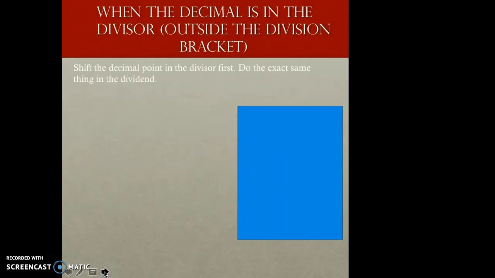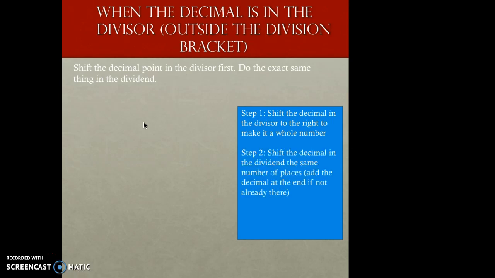All right, so the only thing that you really have to remember is to shift the decimal point in the divisor first. Okay, remember that's the number outside of the bracket. Then, if necessary, you're going to do the exact same thing in the dividend. So we're going to shift that decimal to make it a whole number. We're going to shift it in the dividend and then solve the problem. So this really isn't anything new. We're just moving the decimal first because it's in the divisor.